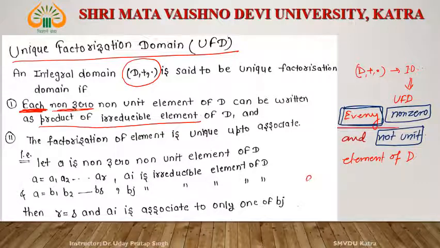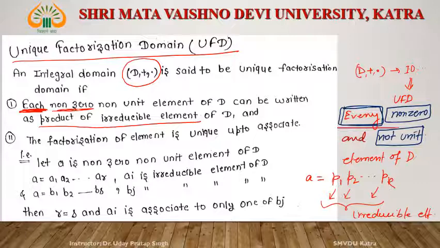For example, a is equal to p1 p2 up to pk, where p1, p2, up to pk are all irreducible elements. This is the first condition: every non-zero non-unit element can be written as a product of irreducible elements. And what is the second condition?